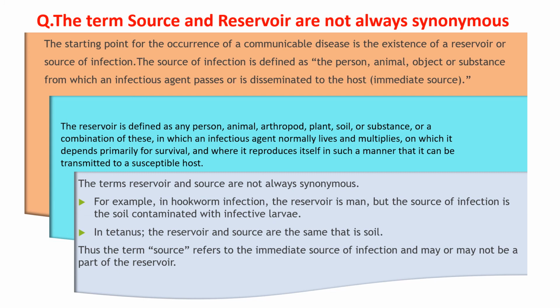For example, in hookworm infection, the reservoir is man, but the source of infection is the contaminated soil full of infective larvae. Then let's look at the case of tetanus. The reservoir and source are here the same, that is soil. Thus the term source refers to the immediate source of infection and may or may not be part of the reservoir. Let's look at some more examples.